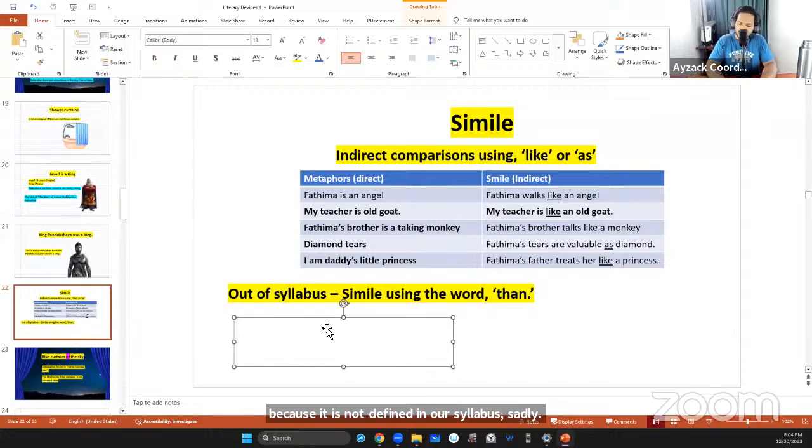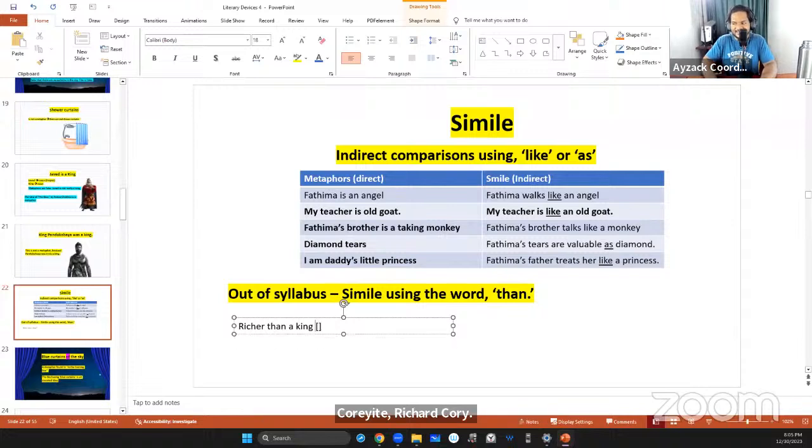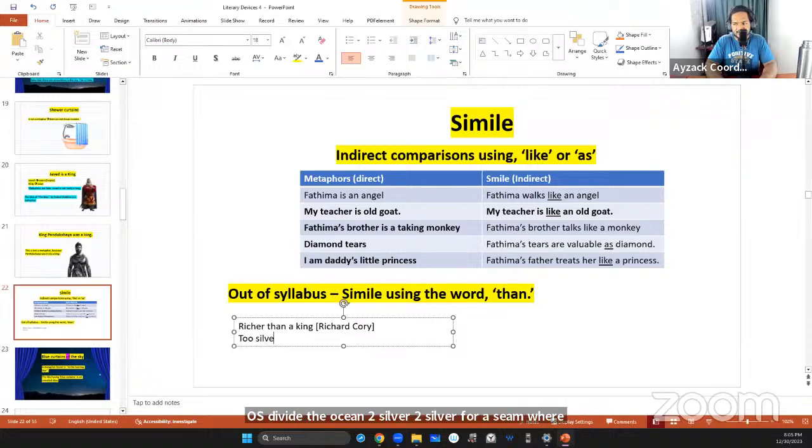For example, richer than a king, right? Where have we seen the simile richer than a king? We have seen it in Richard Cory, right? If you want, I'll make the note here. Richer than a king is a simile we found in Richard Cory. You guys also might remember, than oars divide the ocean, two silver for a seam. Where have we seen this simile, Nangis and Mallis? Tell me, my genius kids.